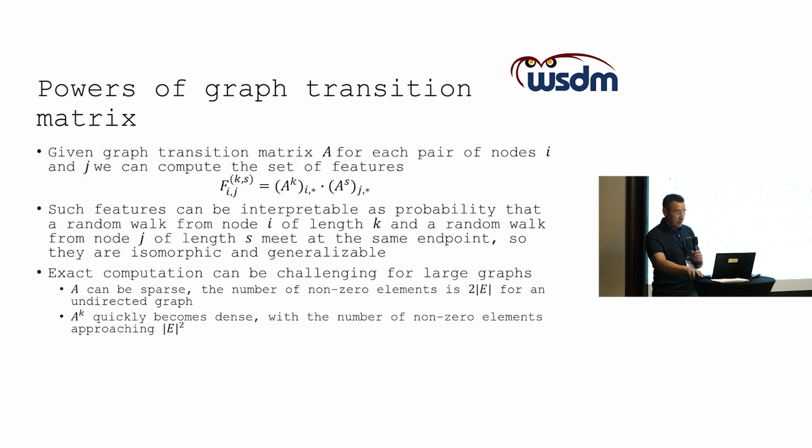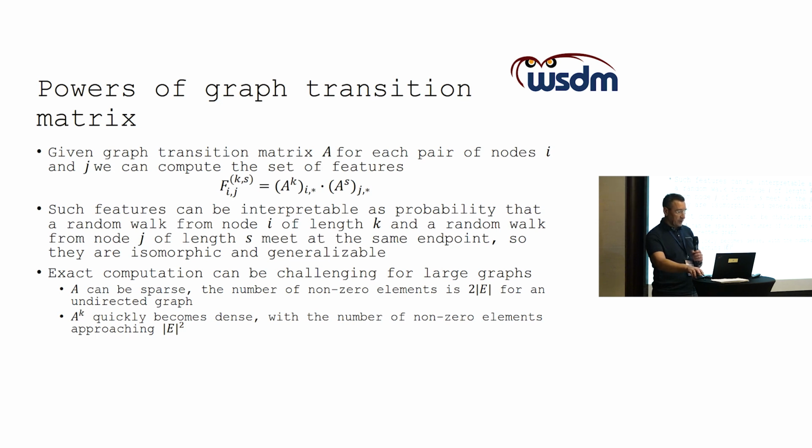The intuition behind our methods is based on the hypothesis that dot products between rows of different powers of the transition matrix can be used as a set of features that contain enough information about the node neighborhood to be useful in a variety of tasks. These features have another interpretation through the random walk probability, which makes them invariant over graph isomorphism. And also it can be shown that they're generalizable, at least for some tasks.